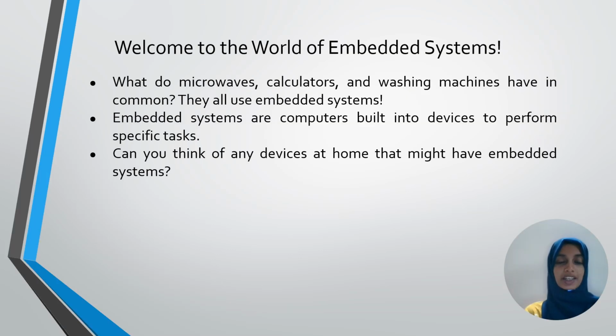The things that we are using at home come under embedded system, so you may wonder, oh, all these come under embedded system. So I will mention what things use embedded system technology. That is a microwave, a calculator, a washing machine, a fridge, everything comes under embedded system. So from this, could you explain what an embedded system is? An embedded system is a computer built into a device in order to perform a specific task. So could you please think of any devices at home that might have an embedded system?